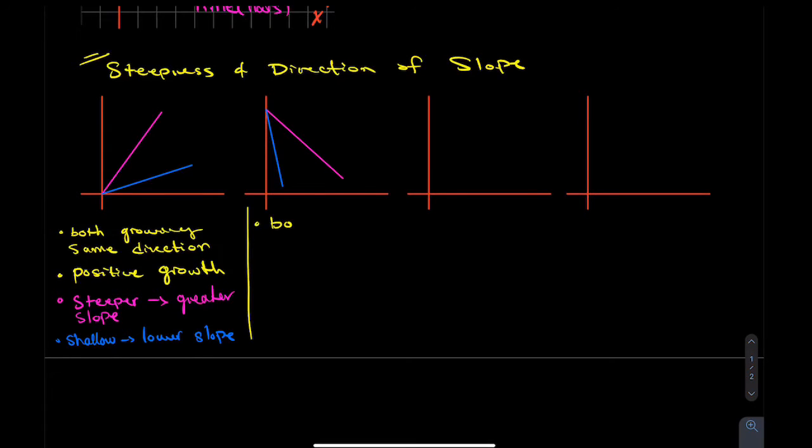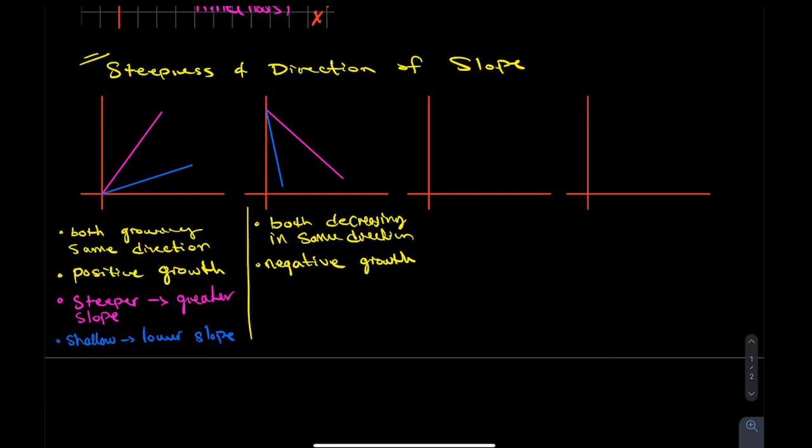Well, they're both declining, right? Because if this is years and this is student debt, as the years go on, from 1, 2, 3, 4, 5, our debt is getting lower, right? So both are decreasing in the same direction. Another way we can call this is negative growth, right? Because we're losing our debt. Our money is going down. Negative growth.